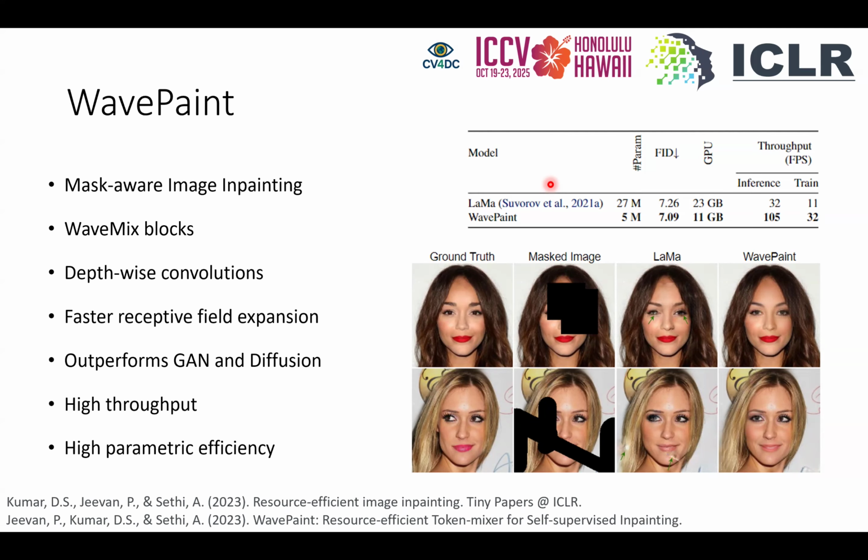At the same time, it is able to outperform them in terms of FID, in terms of image quality. The picture shows how there are blemishes that appear in Llama outputs, which are not present in WavePaint. Also, compared to Llama, the inference and training speed of the model is 3 times higher.